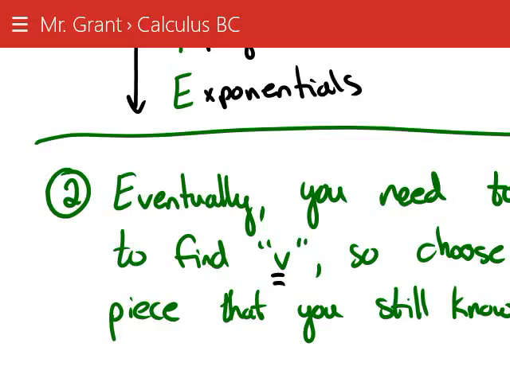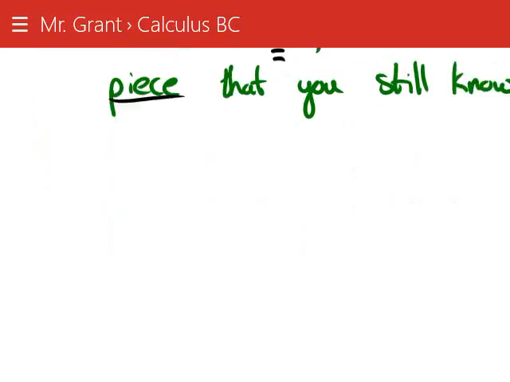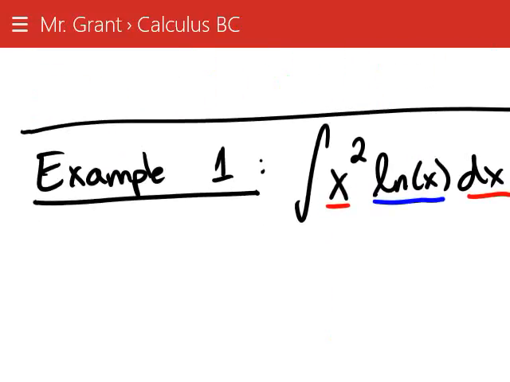So u and dv work together to try to split this function apart into two simpler pieces. However, you will need to integrate dv, and really my suggestion would be to choose the most complicated piece you can for dv, at least as long as you're still able to integrate it. Alright, however, this doesn't make a lot of sense unless we see some examples, so we have two examples for today, and let's get through it.